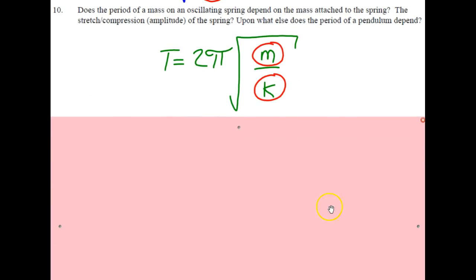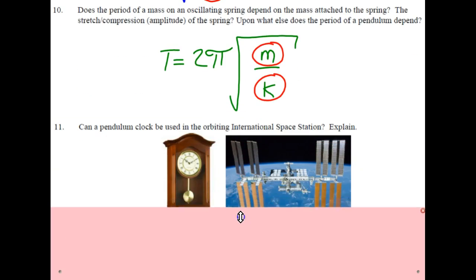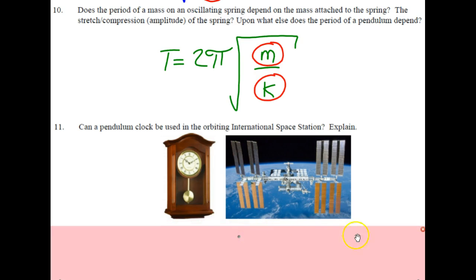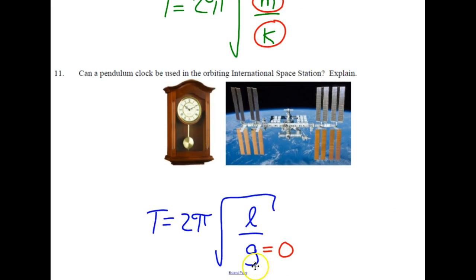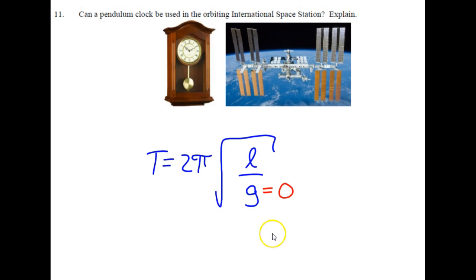All right, number 11. Can a pendulum clock be used in the orbiting International Space Station? And explain. Well, taking a look at the period of a pendulum equation, we have T equals 2 pi square root of L over g. And what we would note here for the orbiting International Space Station is that the contents of the station and whoever's on it are in a constant state of free fall as they're orbiting the Earth. They're constantly falling back towards the Earth during the orbit.